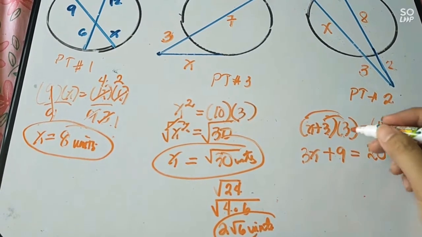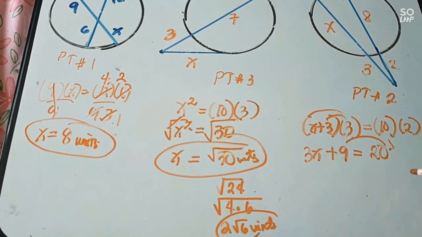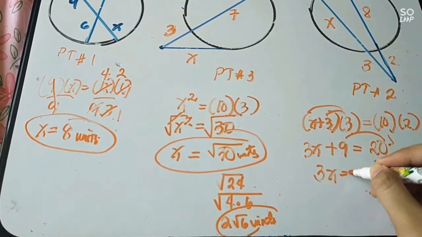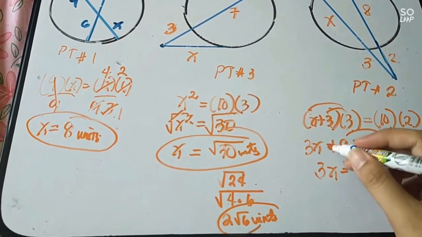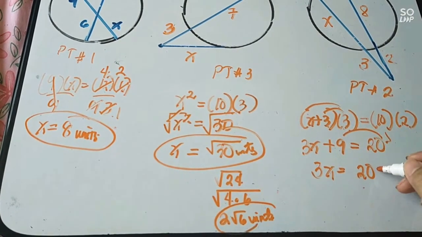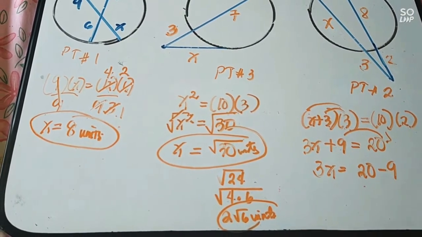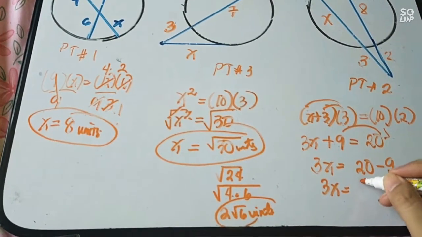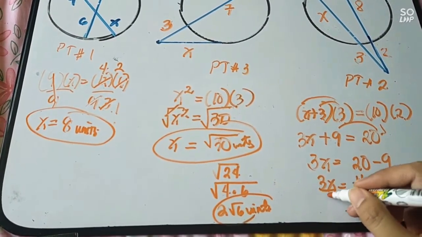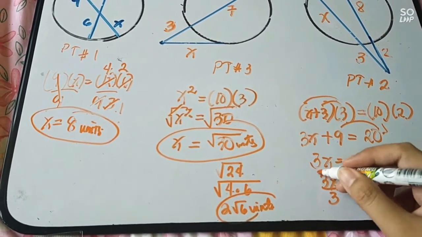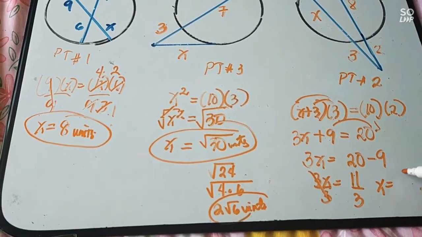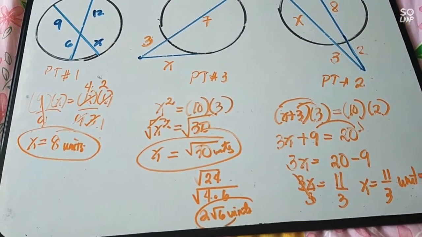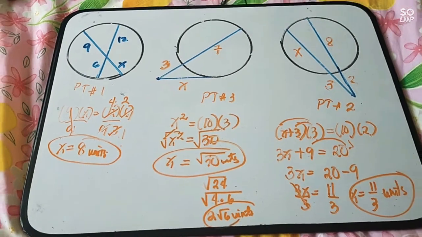Then, solve for x. So, you are going to transpose 9 to the other side para x na lang yun matira dito. You have 3x equals to 20. Then, positive becomes negative. We have minus 9. So, 20 minus 9, we have 3x equals to 11. Divide both sides by 3. Cancel. So, ang x na lang natin is 11 over 3 units. Yun na yung sagot. Okay?